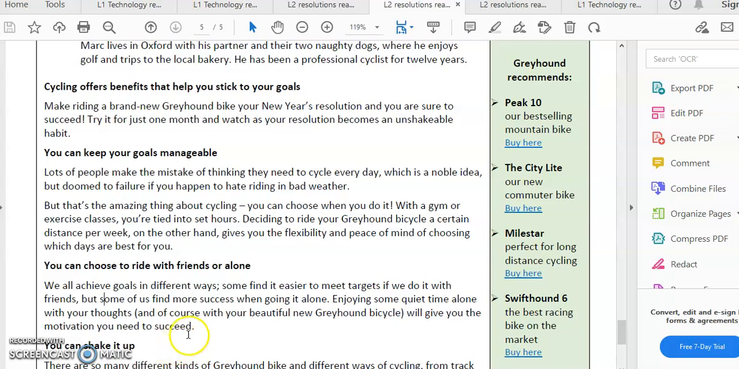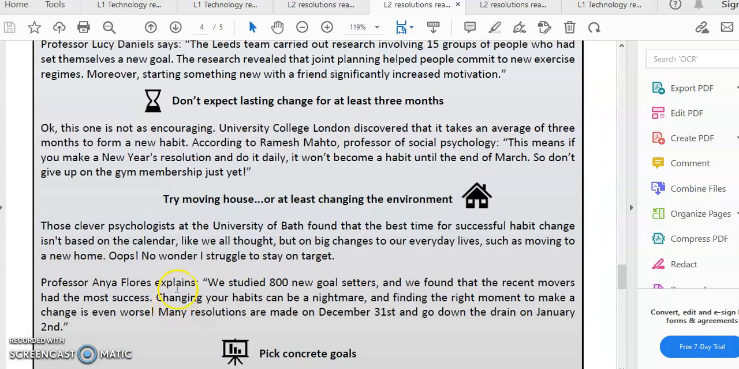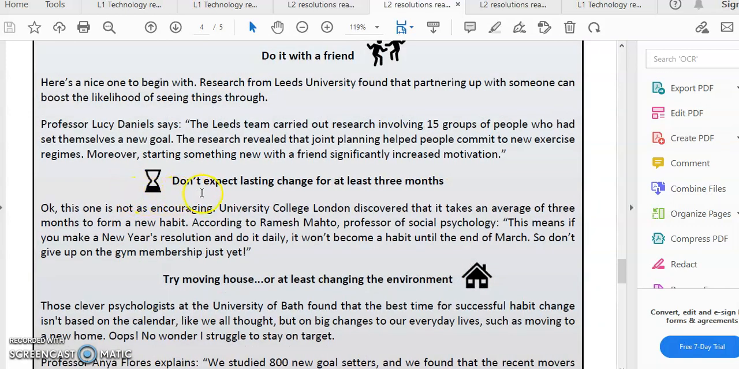Okay? And there's also some stuff here about motivation. So document 2 is suggesting that enjoying quiet time alone with your thoughts can give you motivation, whereas document 1 here suggests that doing something new with a friend increases motivation. So we've got 2 points of comparison here.